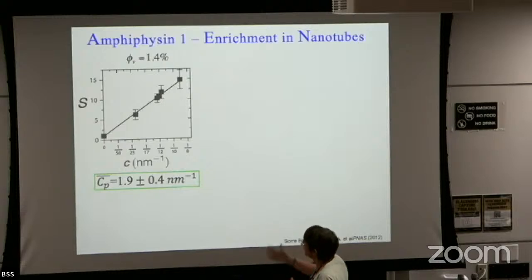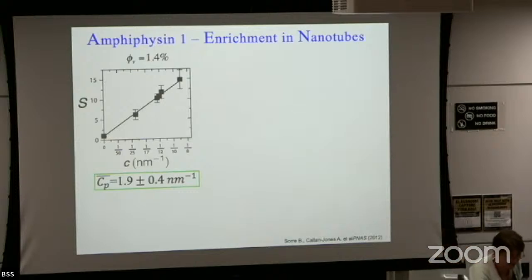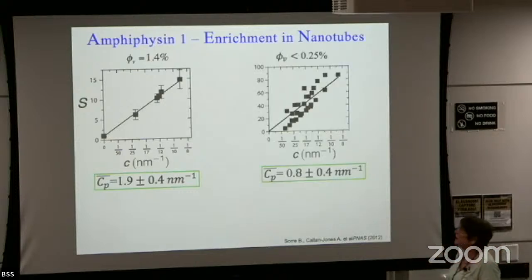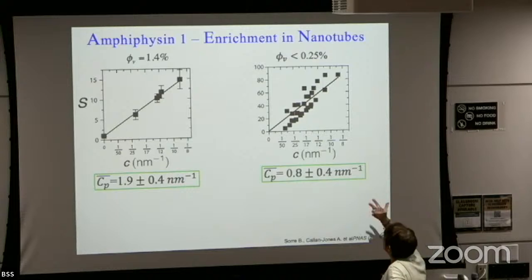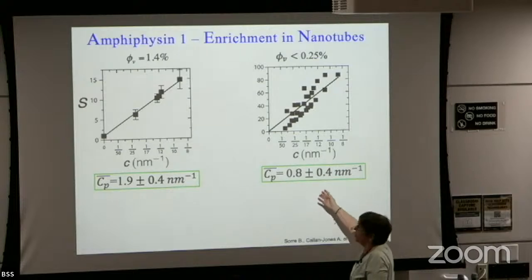We find almost 2 nanometer minus 1. So you can do that also in the limit where we have even less protein. So in the case of the vesicle I showed you before, here we have different vesicles with different a priori densities. And you can see that we have also a linear variation, and we find even a stronger curvature.